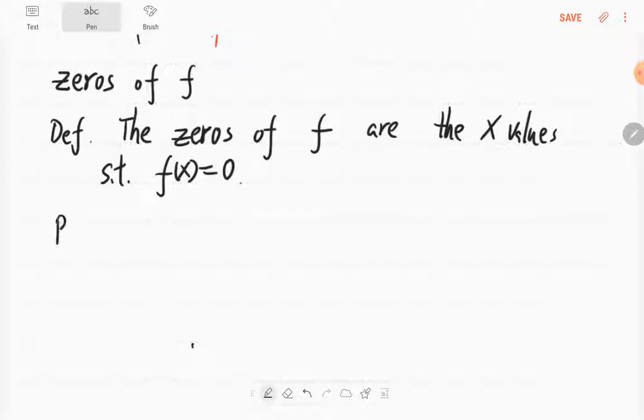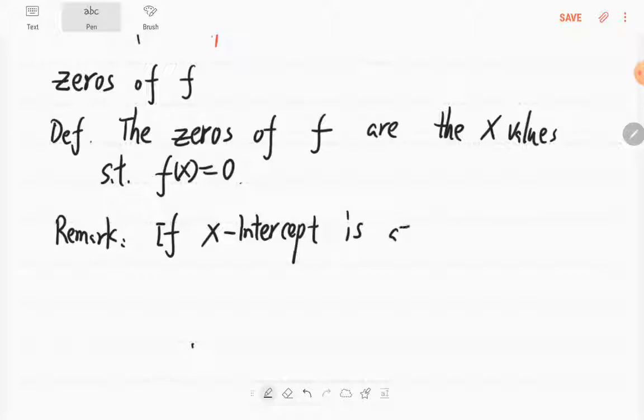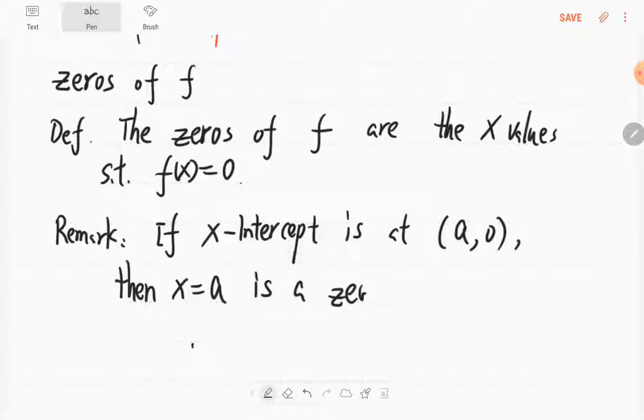So for example, as a remark, if we have the x-intercept at (a, 0), then x equals a is a zero of a function f, right? Because when x equals a, y must be 0.